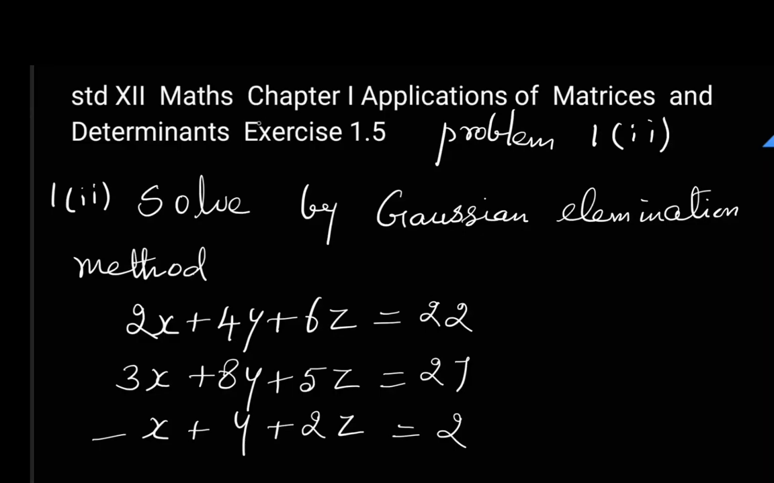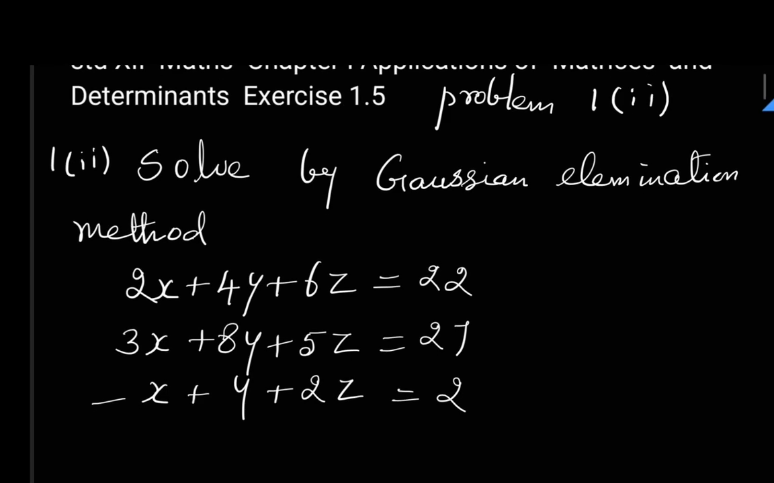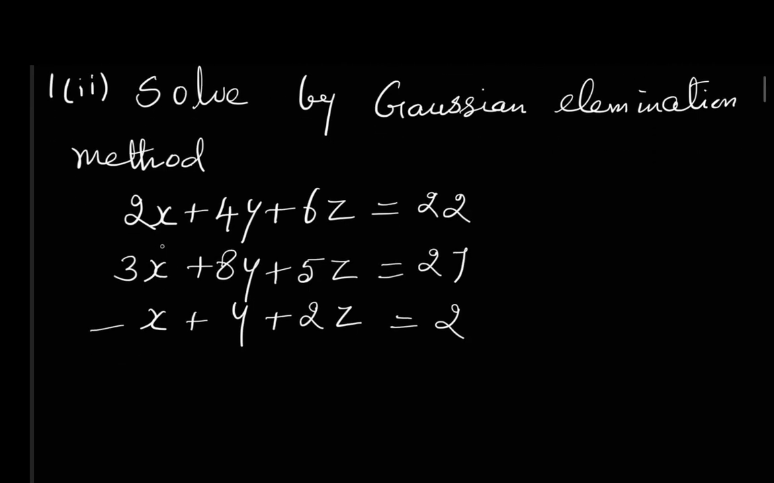See, Standard 12 Maths, Chapter 1, Applications of Matrices and Determinants, Exercise 1.5, Problem 1, second sum. Solve by the Gaussian elimination method. The equations are 2x plus 4y plus 6z equal to 22, 3x plus 8y plus 5z equal to 27, minus x plus y plus 2z equal to 2.